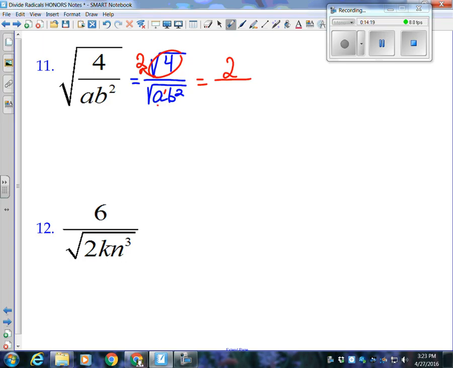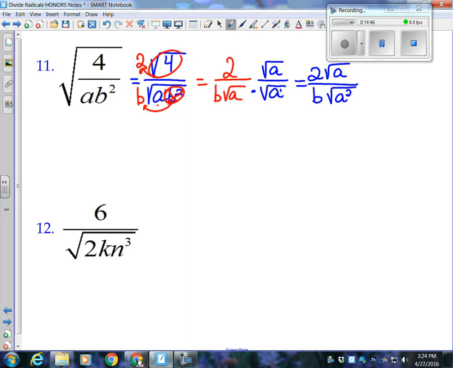A, there's only 1. I can't bring an a out, but I have 2 b's, so for every 2 b's, I can bring out what? 1 b. So I still have just a square root of a. What do I need to multiply square root of a by to make a perfect square? I need to multiply that by square root of a. So if I multiply the bottom by square root of a, I multiply the top by square root of a. I get 2 square root of a on the numerator, and b times the square root of a to the second power on the bottom, because you add exponents when you multiply.